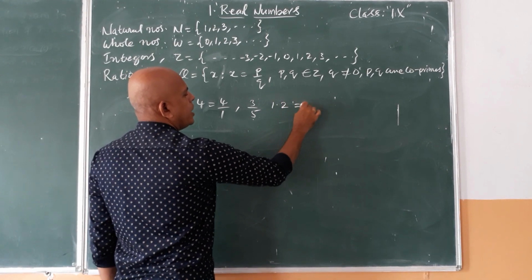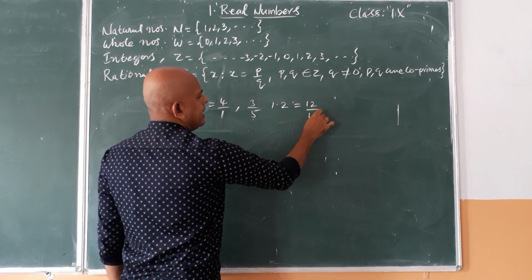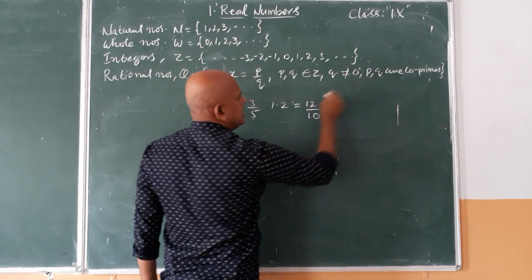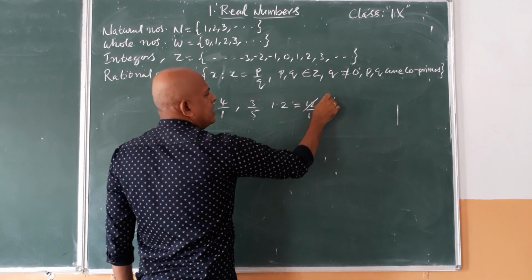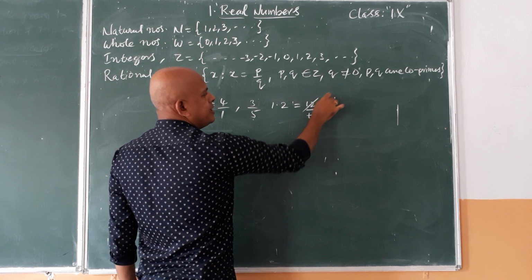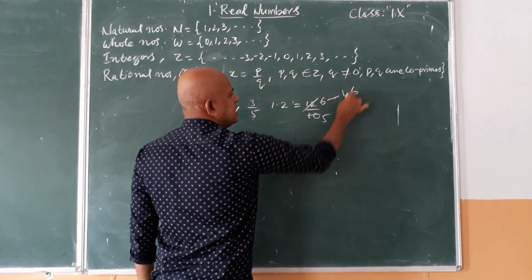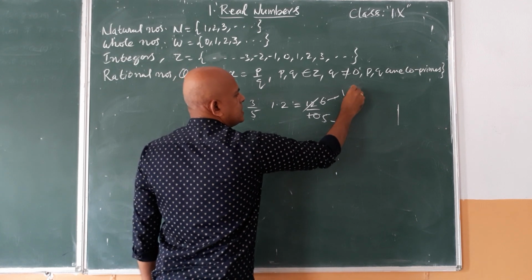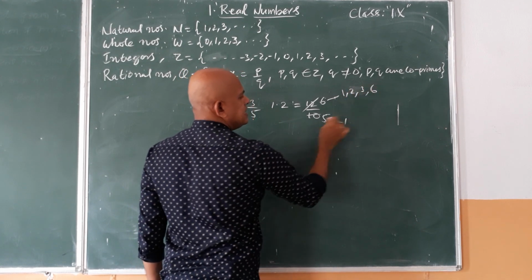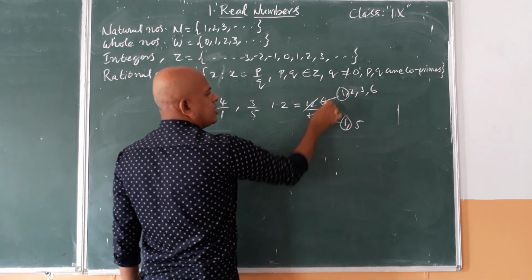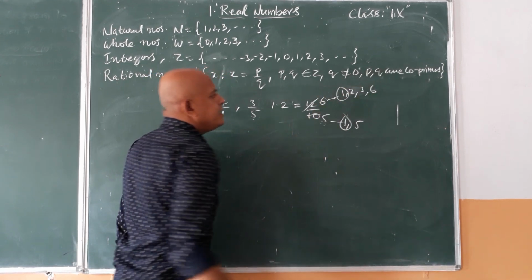1.2. This 1.2 can be expressed in the form of 12 by 10. Again, to express it in co-primes, we can simplify it by 2, to get 6 by 5, so that we get the co-primes 6 and 5, because the factors of 6 are 1, 2, 3 and 6, and the factors of 5 are 1 and 5. So there is only one common factor among 6 and 5, that's why they are co-primes.